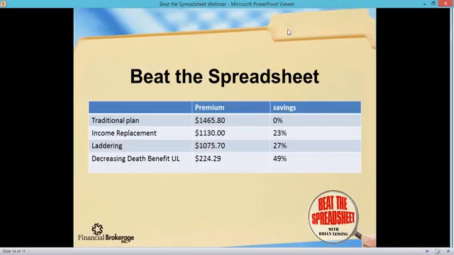But to kind of recap this first part here, our traditional plan was $1,465, and if we look at an income stream death benefit option, we can save our client 23%. If we look at laddering, we might be able to save our client a little more, 27%. And in the example of just the mortgage, we're going to save our client about 49% on that initial premium.